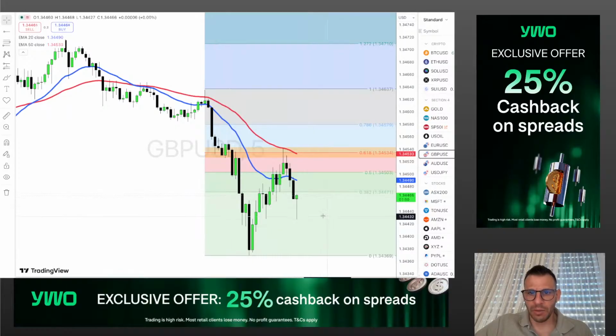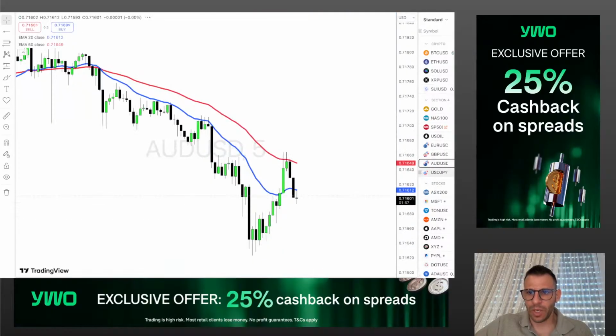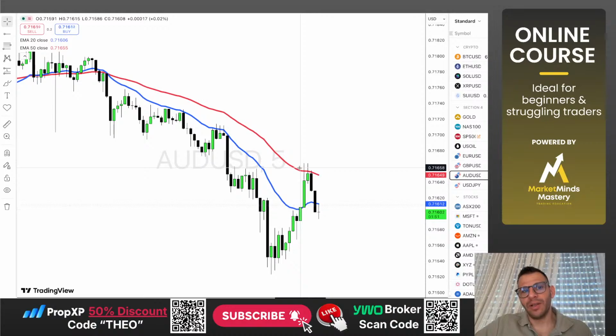Great British Pound, stop there. Australian dollar, look at the Aussie, rejected the 50 period. This 50 period on the 5-minute chart, when the market is trending in a strong downtrend, it's what I call a dynamic resistance.